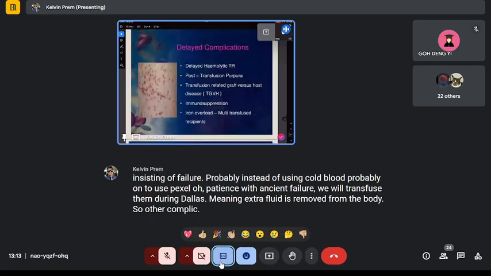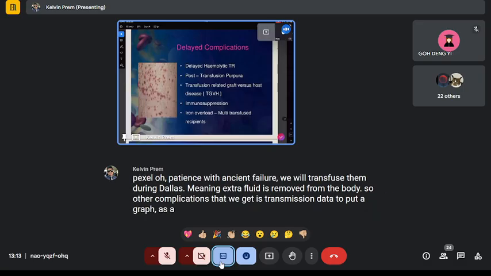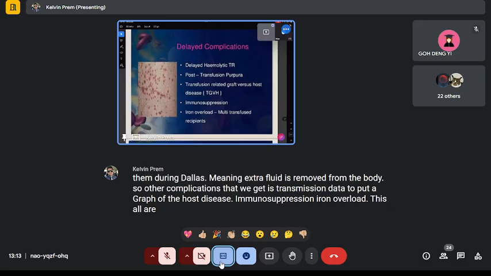Other complications that we get are transfusion-related purpura, graft versus host disease, immunosuppression, and iron overload. These are all rarely seen.